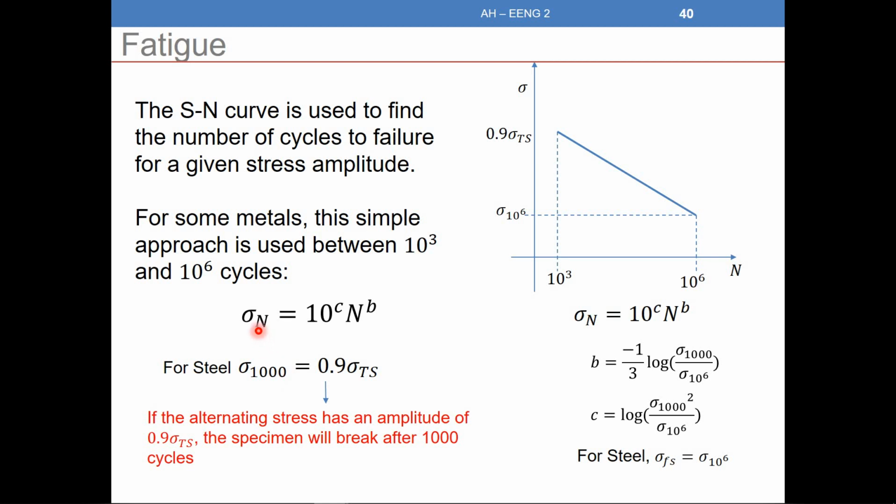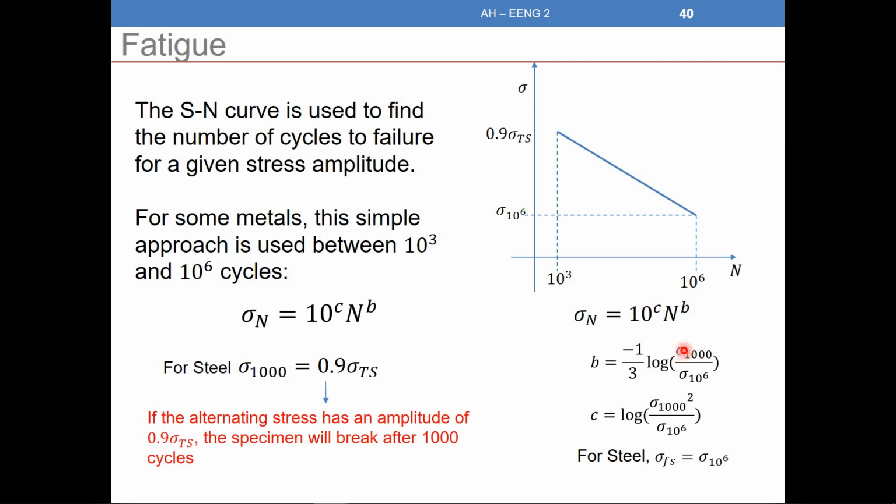For example, if I want to find the sigma 10 power 4, what do you mean sigma 10 power 4? I want to find the stress that I need to apply alternatively in order to have a failure after 10,000 cycles, or 10 power 4 cycles. So I replace n by 10 power 4. Okay. So what are B and C here?